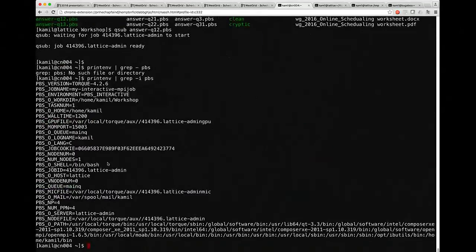So we could see all of our PBS environment variables. Notice that there's differences. PBS_NP, sorry, PBS_NP and PBS_NUM_PPN are both 4. So this job has 4 cores in it.